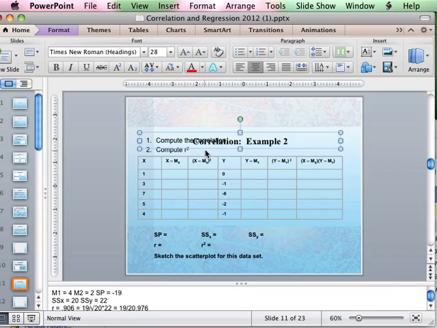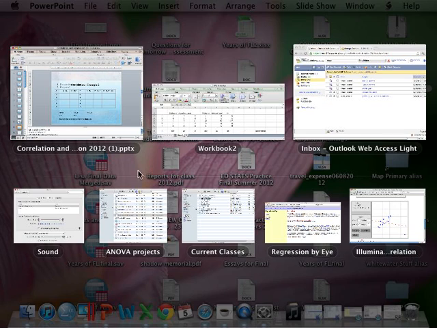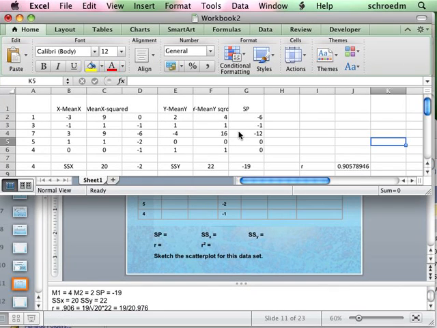You multiply the deviation scores across each other. If you look at this Excel sheet, it's going to be my x minus the mean of x times my y minus the mean of y. So -3 times 2 is going to be -6. That way you add those up. Those are your cross products. This is your sum of your cross products.